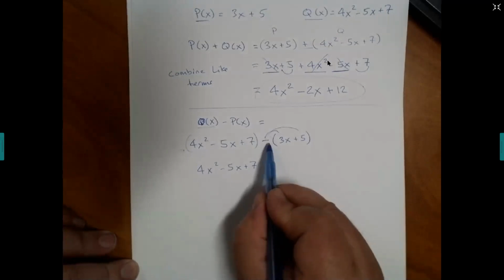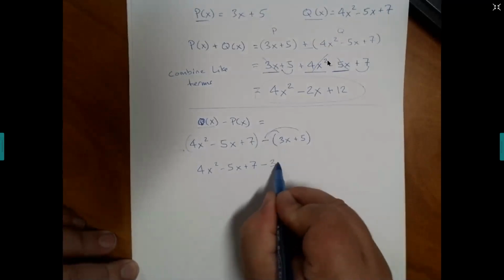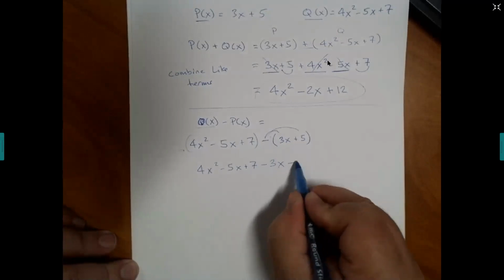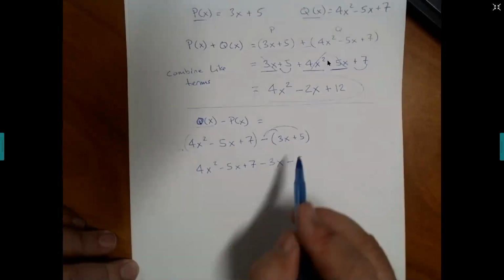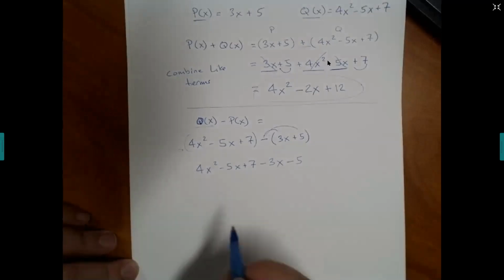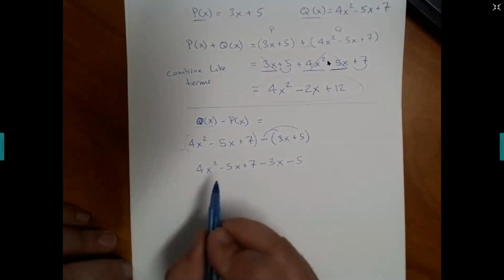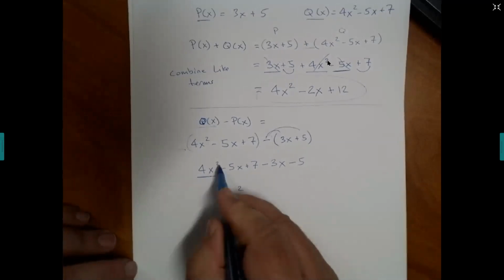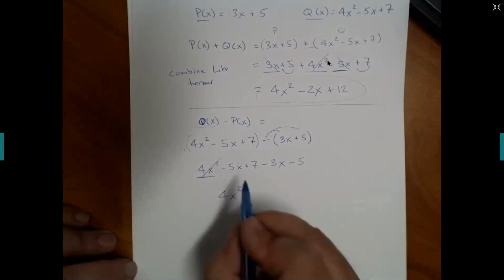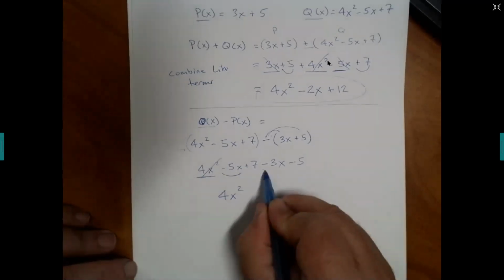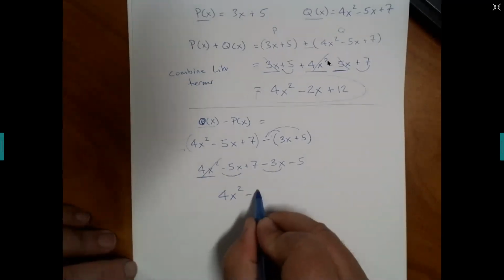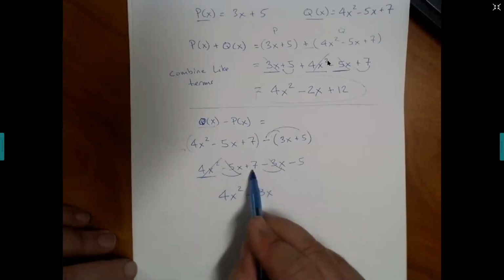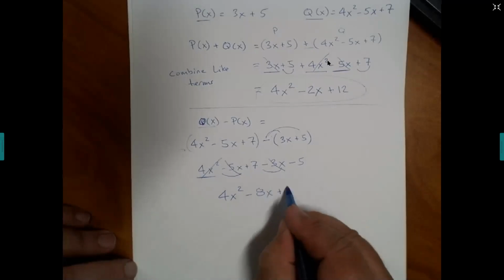So it's negative 1 times 3 is negative 3x. Negative 1 times positive 5 is negative 5. Basically, all you do is change the signs. And combine like terms. Start with the highest exponent first. 4x squared. Negative 5x minus 3x, they're both negative. 5 plus 3 is 8x. 7 minus 5 is 2.